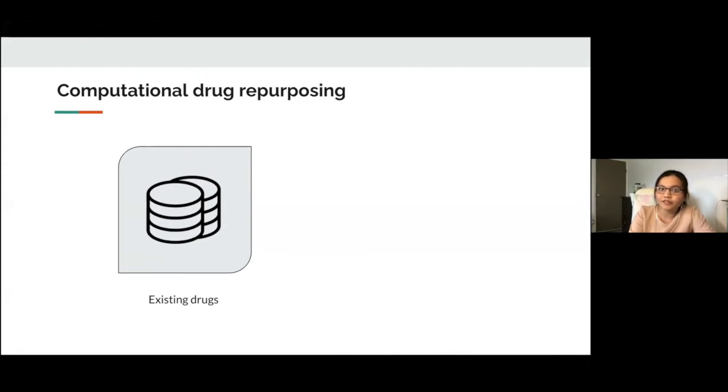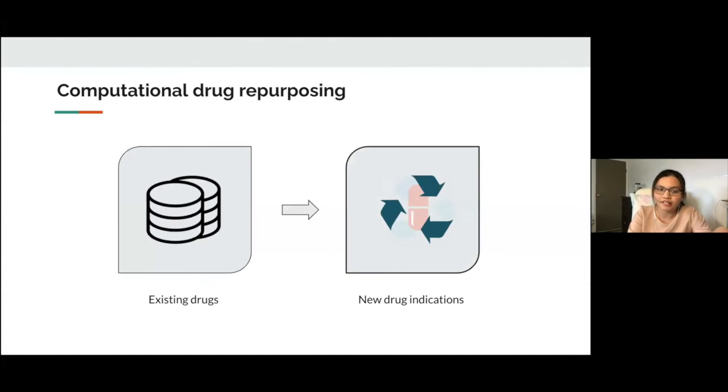Computational drug repurposing is an efficient alternative for drug discovery since it is both cost and time effective compared to the traditional ways of discovering new drugs that require a significant amount of time and budget. Instead of doing that, computational drug repurposing helps us identify new drug indications based on the existing drugs that we currently have.